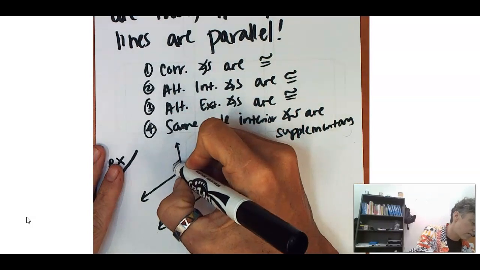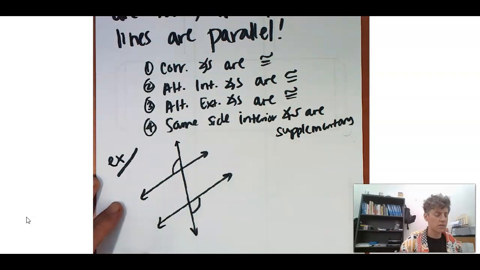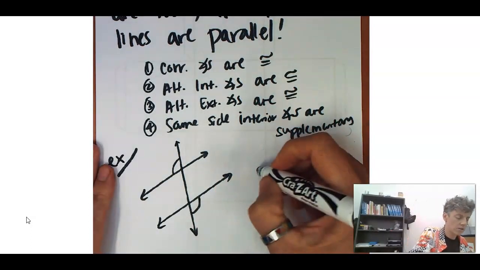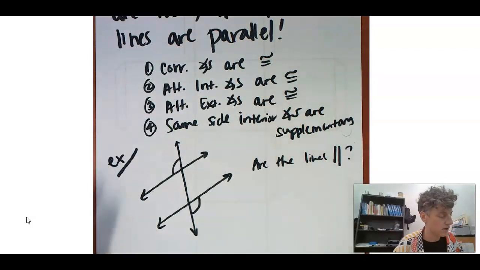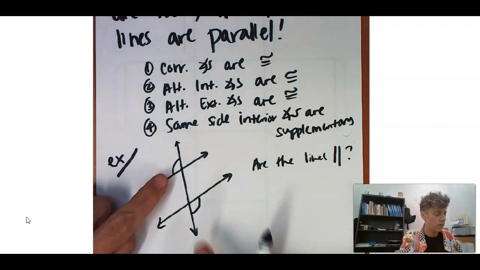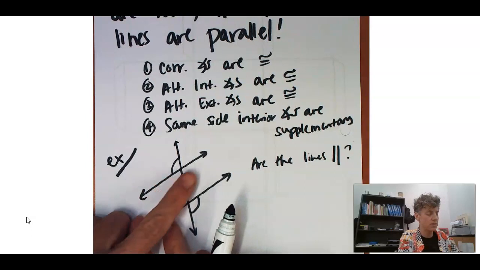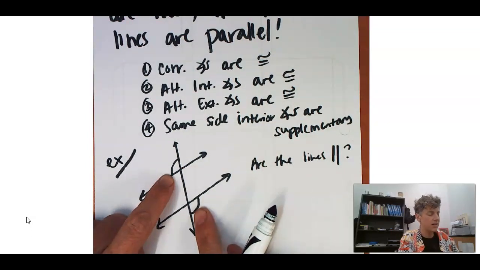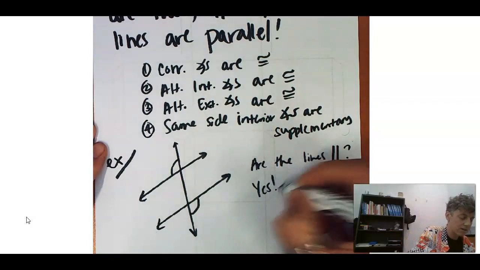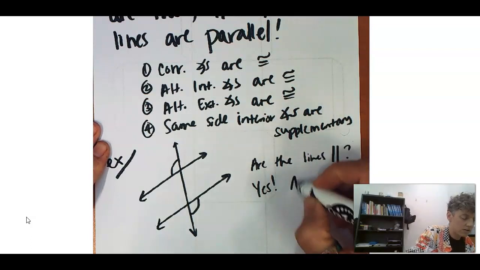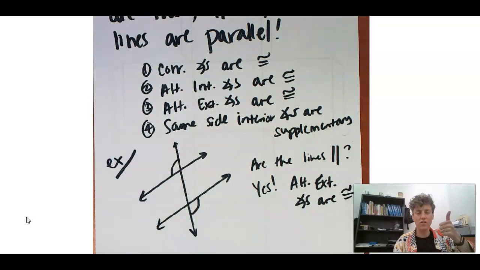Let's say this angle in the top left corner of this group of four, and this angle in the bottom right corner of that group of four, are congruent. Are the lines parallel? Is one of these things true? First of all, what kind of angles are these? They're not on the same side of the transversal, so they must be alternate. And they're on the outside of the two lines, so they must be exterior. They're alternate exterior angles, and by golly, they're congruent. That's what those markings mean. So yes, these lines are parallel. Alternate exterior angles are congruent. Check, yes, that's correct.